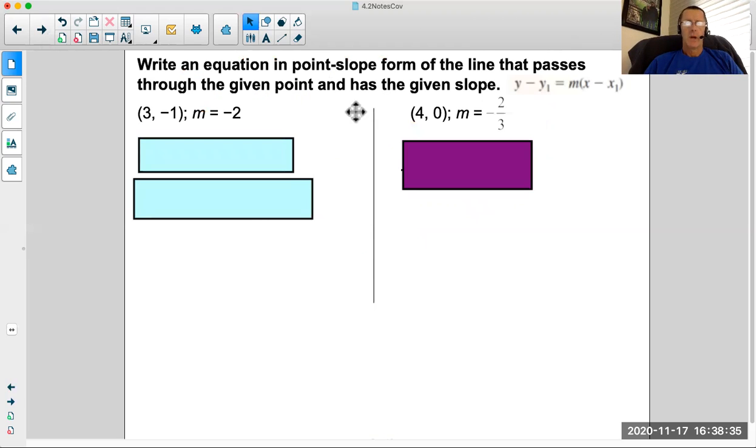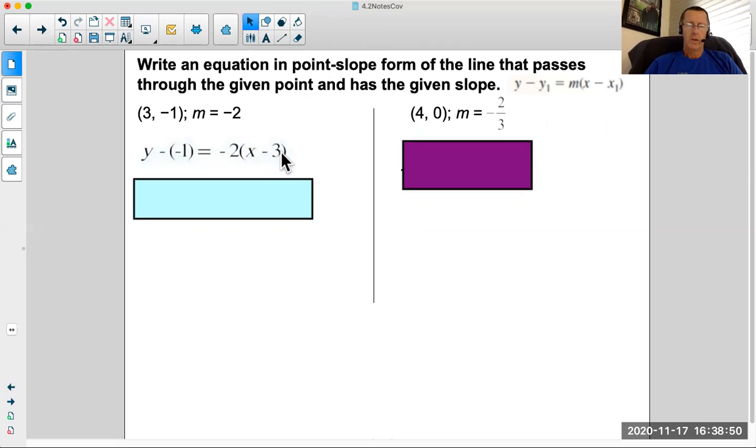Okay, so here we're going to do a few more of these. So why don't you try this one on your own? You're given a point, you're given a slope. I've put slope intercept up here again for you. Give it a try. Okay, I'm back.